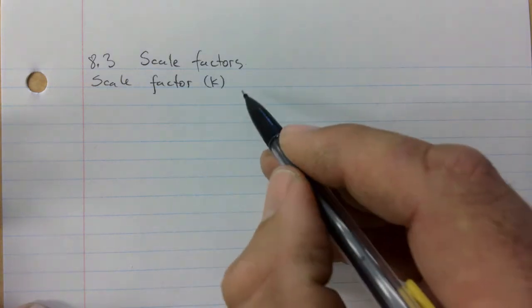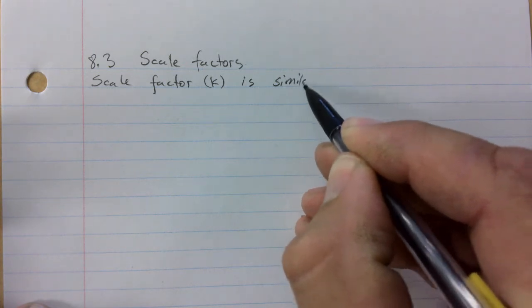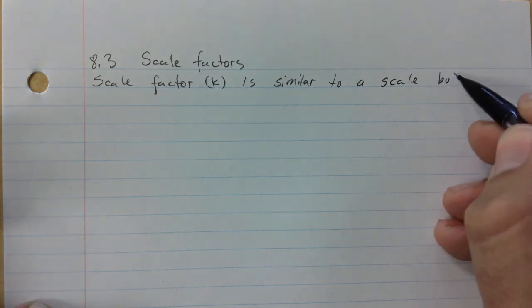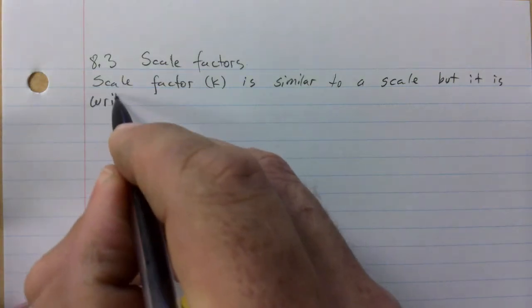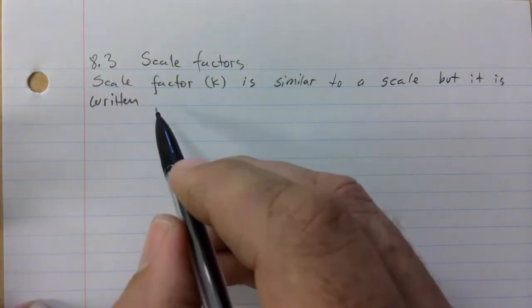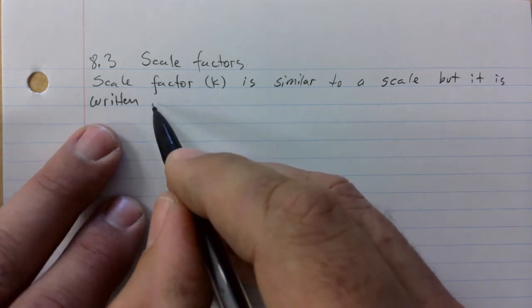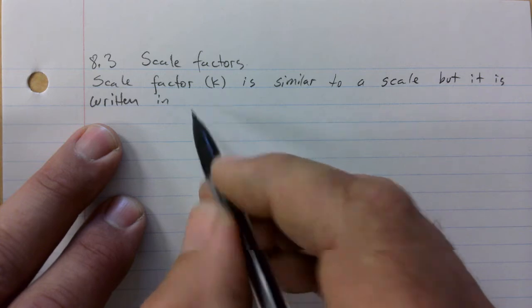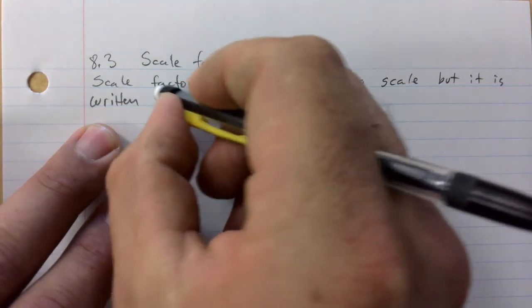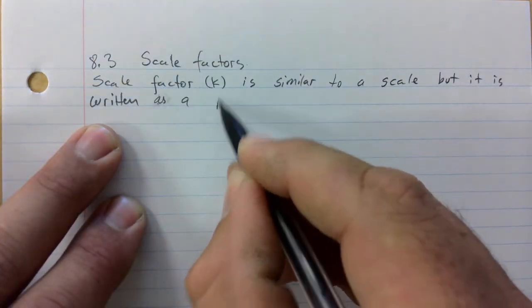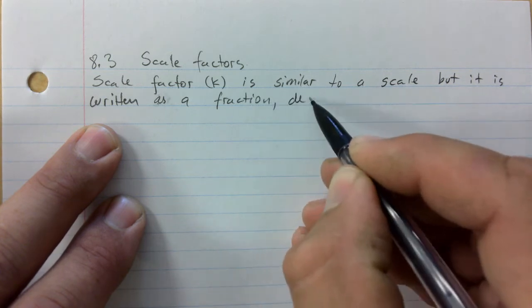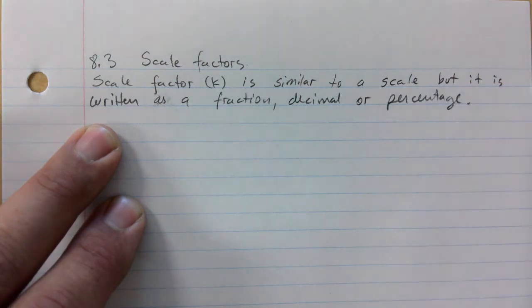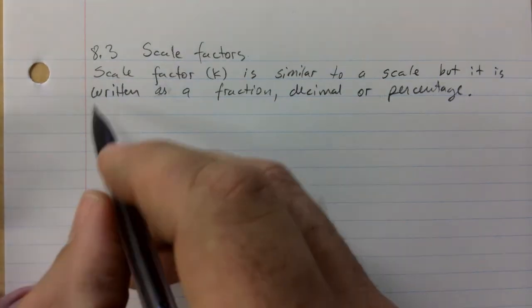K, that's the letter we use for it, is similar to a scale, but it is written, sorry, I'm trying to rephrase this, as a fraction, decimal, or percentage. It has no units.